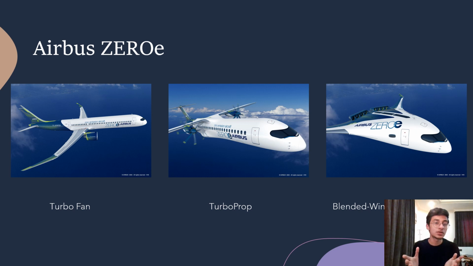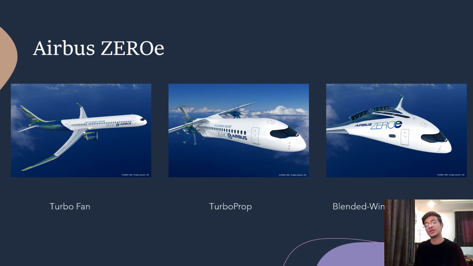So the Airbus ZEROe comes up with three concepts, as you can see from the diagram here. The first one is called the turbofan, which is nothing different from a modern day looking airplane, but it is powered by two hydrogen hybrid turbofan engines which provide the thrust. Now the second concept is the turboprop. The turboprop is powered by two hydrogen hybrid turboprop engines which drive the eight blades, or you can say propellers, which give the thrust.